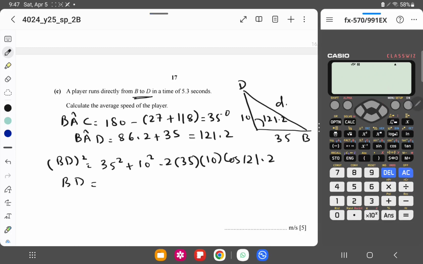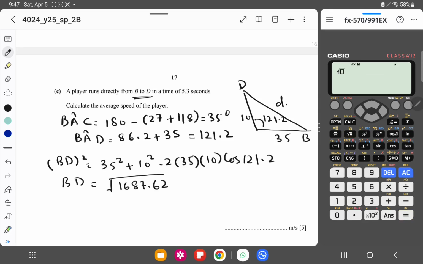It's a 5 marks question. So that's why I'm calculating 35 square plus 10 square minus 2 times 35 times 10, and then cos of 121.2, bracket close, equals sign. 1687.62. Square root of 1687.62. Okay, so find your answer for this one.